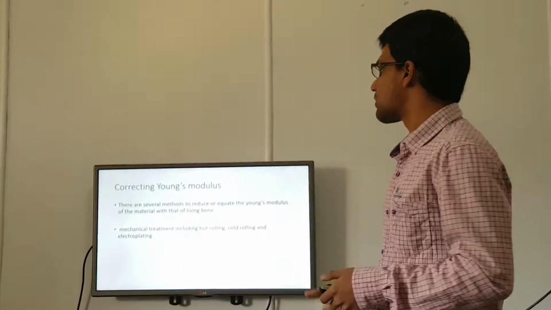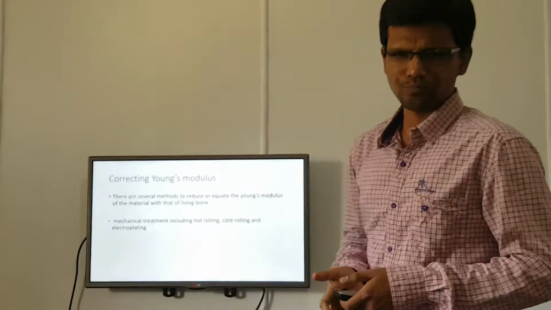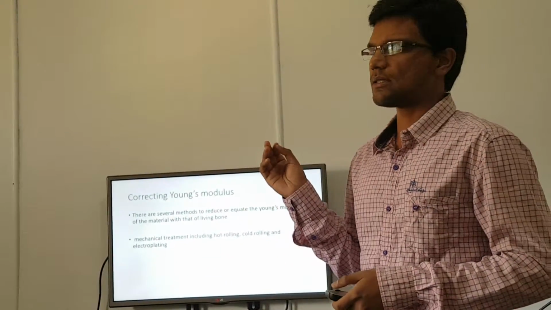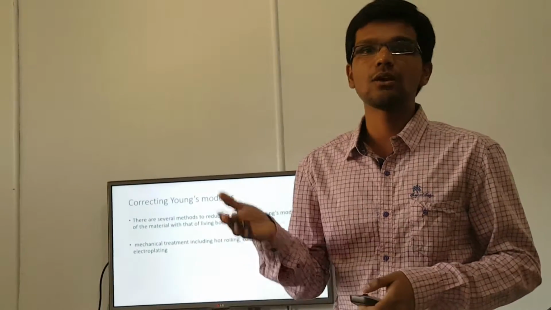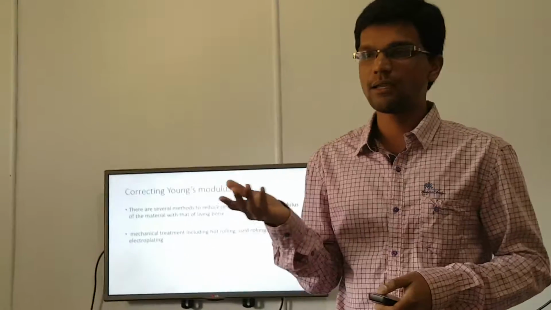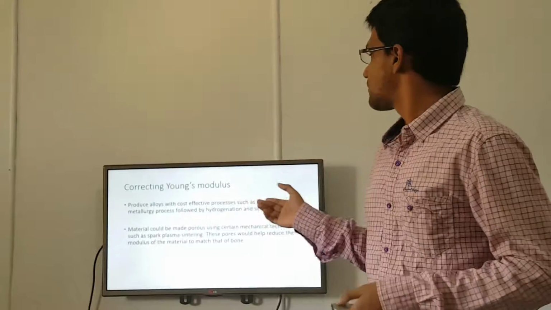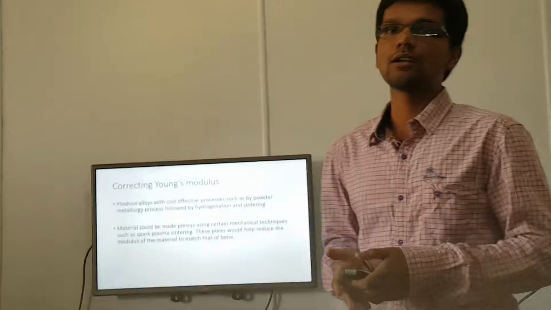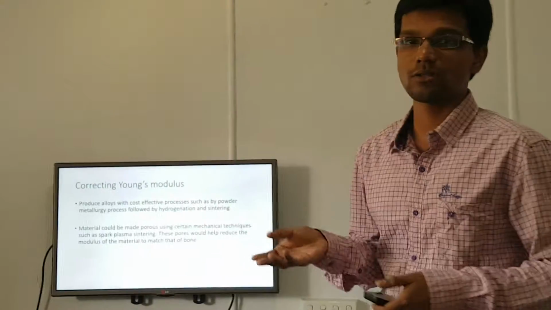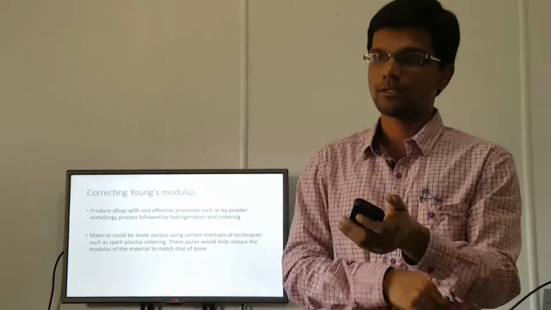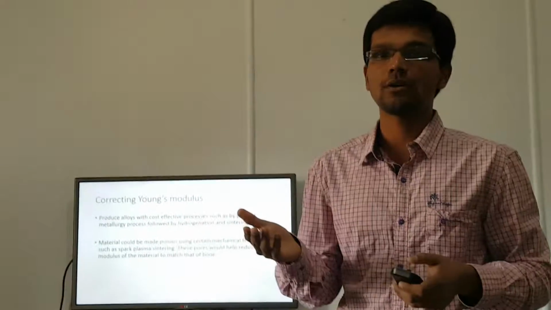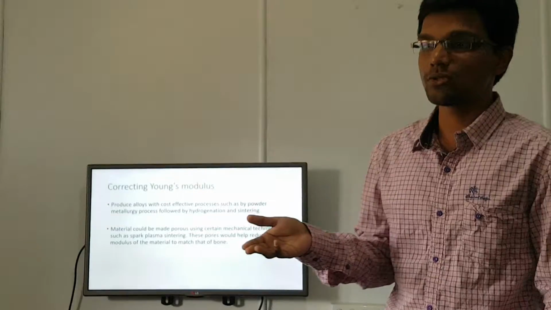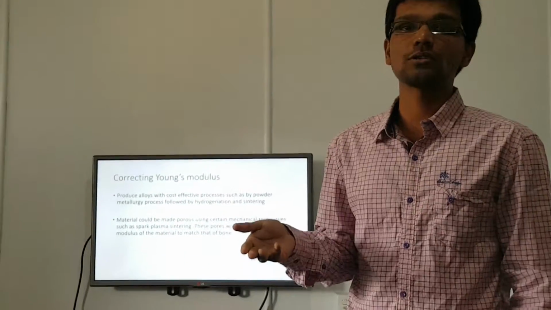So how to correct the Young's modulus? There are several ways to correct the Young's modulus of the material of bone, such as providing hot rolling, cold rolling, and electroplating and such. Since hot rolling and cold rolling processes are costly, other methods such as powder metallurgy, preparation of the material by powder metallurgy, can be used, which naturally reduces the Young's modulus of the material.